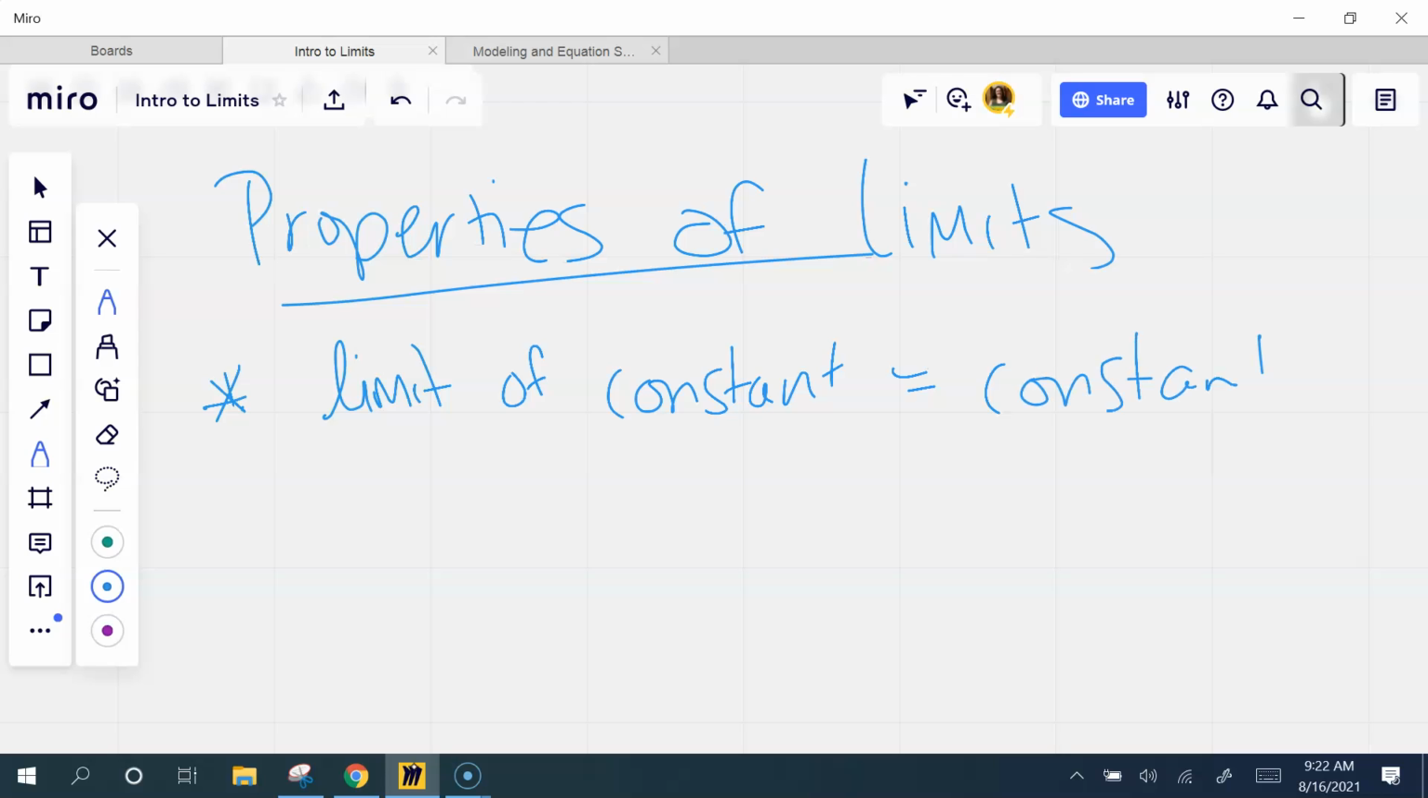And it makes sense if you think about it. So if I have the limit as x approaches some constant value, and then here's my constant.